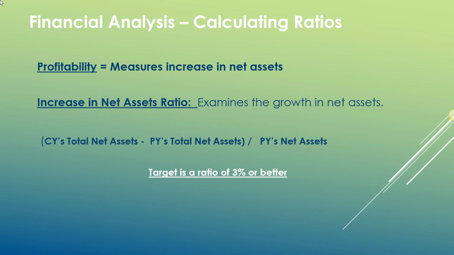Now, fortunately, we have had a long period of low inflation, so that does not set a high bar. Also, another profitability ratio is the increase in net assets ratio, which is essentially the same as the prior profitability ratio, but it just looks at it in a different way. So here you're looking again at the change in net assets divided by the prior year net assets. And again, the target is a ratio of 3% or better.